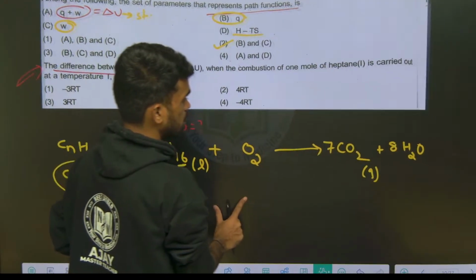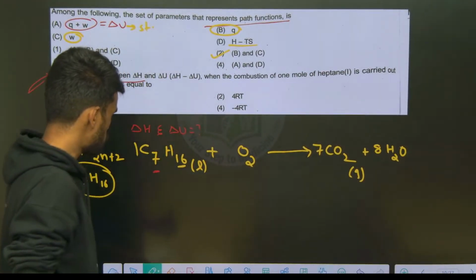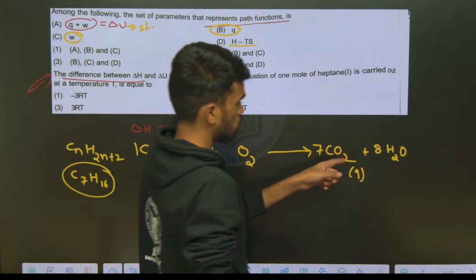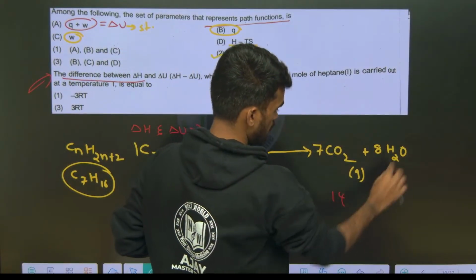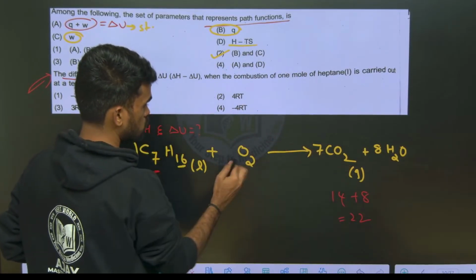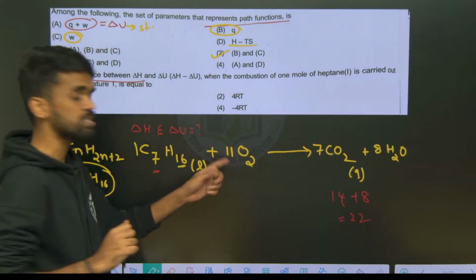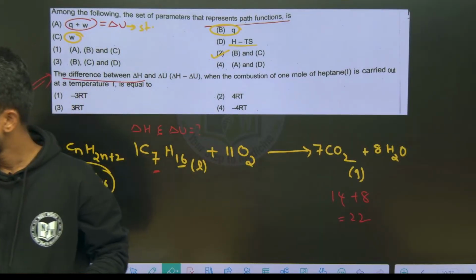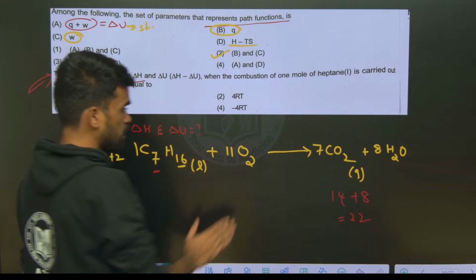Now what are the other things to be balanced here? Oxygens. So how many oxygens are there here? 7 into 14 plus 8. So how many is it? 22. So 22 oxygens on this side. So 11 into 2, 22 oxygens on this side, right? So this is how you need to balance the equation first.